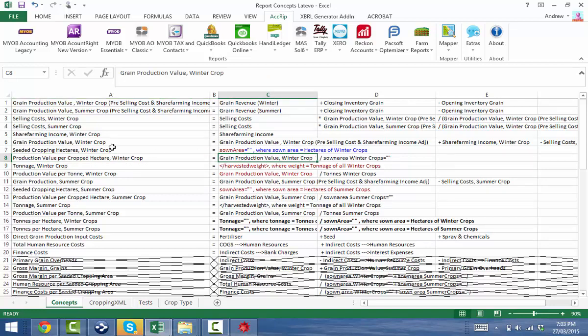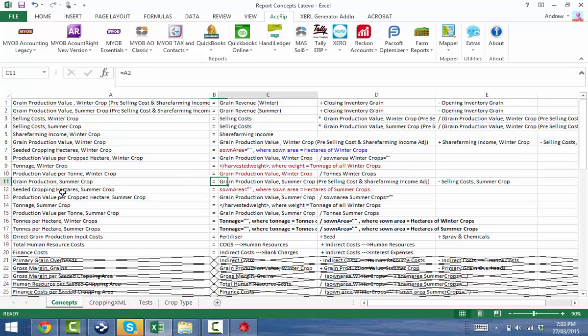Production value per cropped hectare, winter crop, based on the value calculated there. Tonnage winter crop, where weight equals the tonnage of all the winter crops. Production value per ton winter crop is the grain production on the winter crop over the tons. This is all pretty elementary.